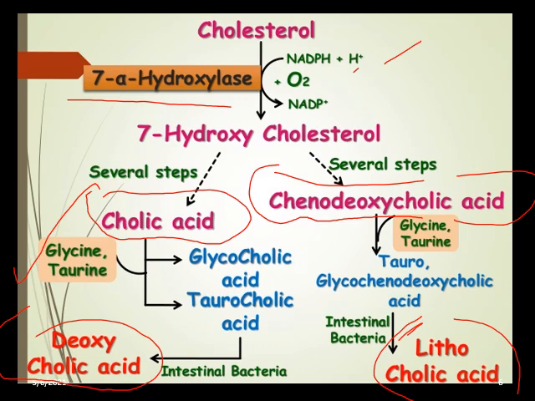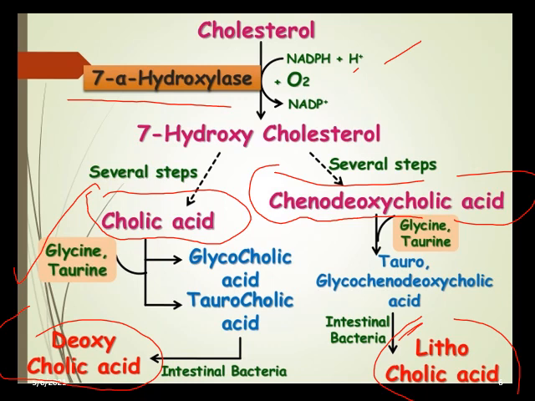Cholic acid and chenodeoxycholic acid are formed in the liver itself through multiple enzymatic reactions. Further, they undergo conjugation with glycine or taurine in the liver itself to form the conjugated form of bile acid. Both bile acids and the conjugated form of bile acid in the alkaline condition together are known as bile salts. Further, they are secreted into the intestine, where intestinal bacteria produce the secondary bile acids, deoxycholic acid and lithocholic acid.